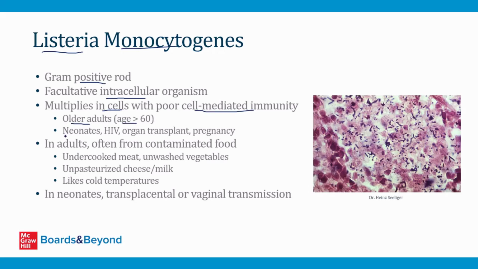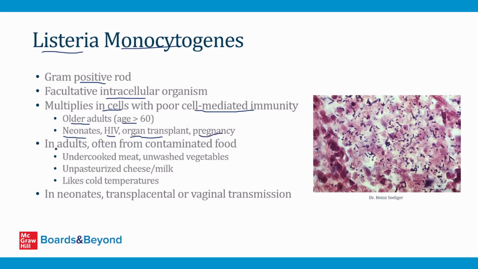It also can affect newborn babies. It can infect HIV patients. Organ transplant patients have to take immunosuppressant drugs so they can develop Listeria infection. Then Listeria is sort of famous for sometimes causing infection during pregnancy, which is a relatively immunocompromised state.